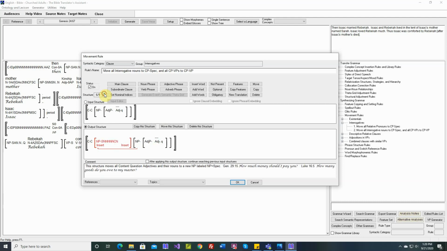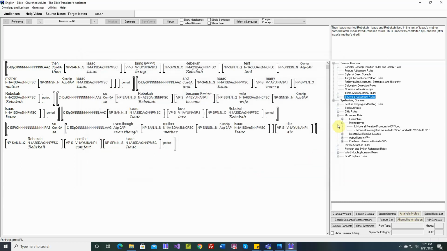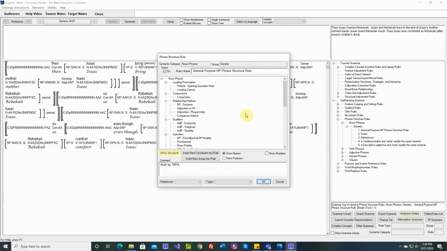English question formation is actually fairly complex. So there are multiple movement rules. Let's go to the phrase structure rules. These rules put all of the constituents in their proper order. This one applies to just noun phrases.